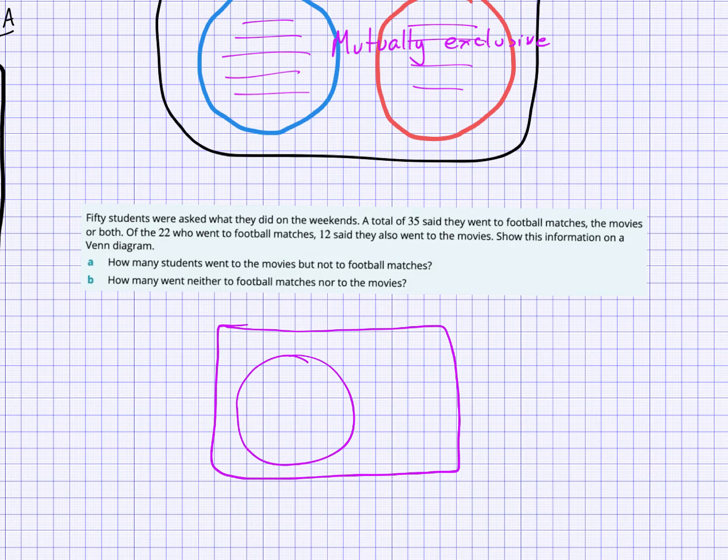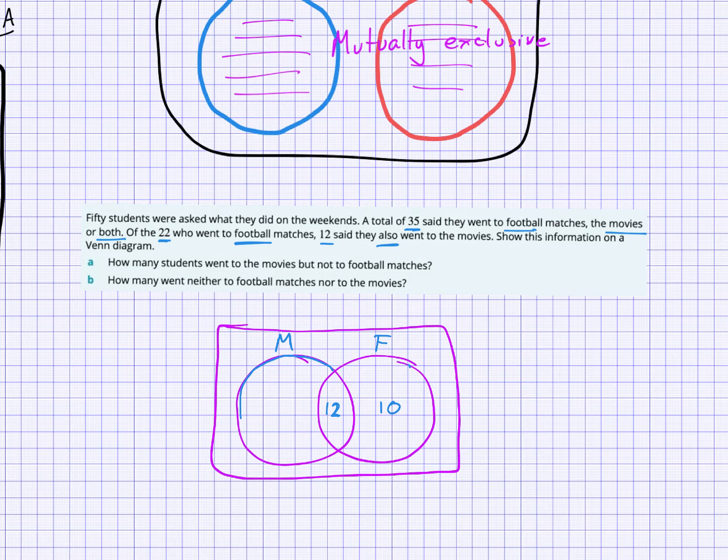I'm going to put in our two circles. All right, we have movies and football. All right, it says 35 went to football, movies, or both. All right, so 35 are inside the two circles, but we're not quite sure where they are yet. 22 went to football. 12 said they also went to the movies. So there are 12 in the football circle and the movie circle. There were 22 in the football circle, which leaves 10 for there.